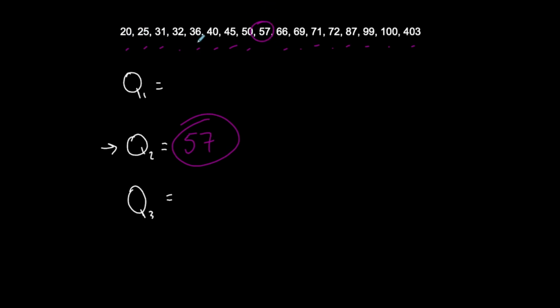Now, if there were an even number of data values, then you would have two values in the middle, and you'd have to take the average of the two. But I have an odd number of data values, so I do have an exact middle number here, and this is Q2.